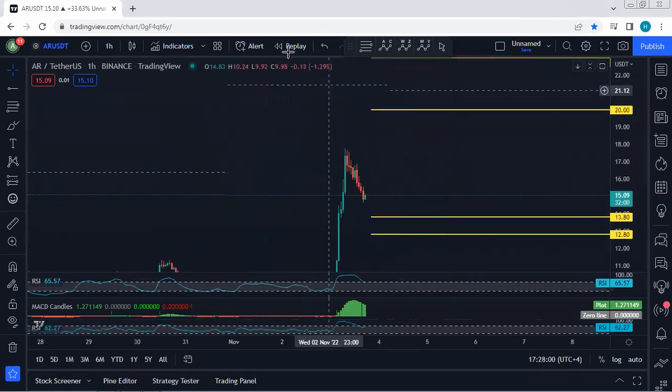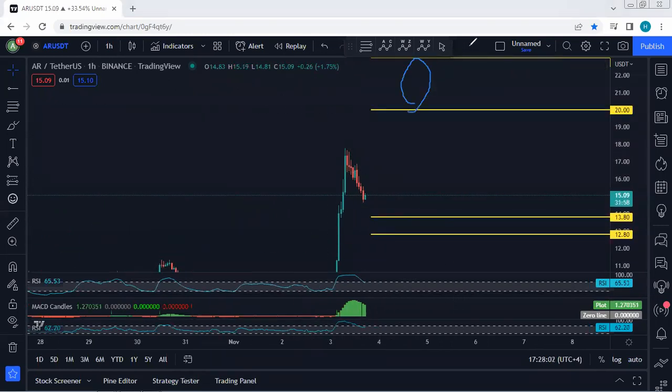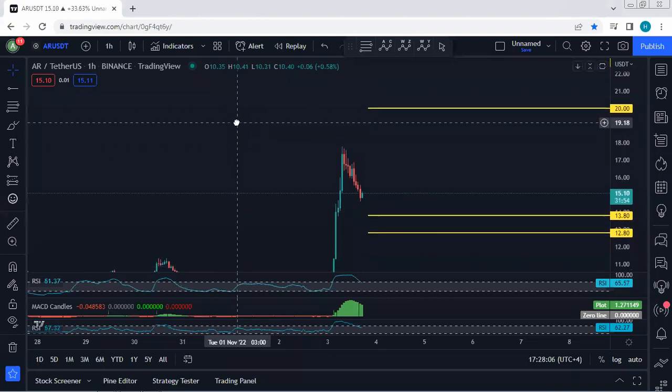We need to see whether the price can break this zone or not, which is somewhere between 20 and 23. Anyway, we just follow the chart.